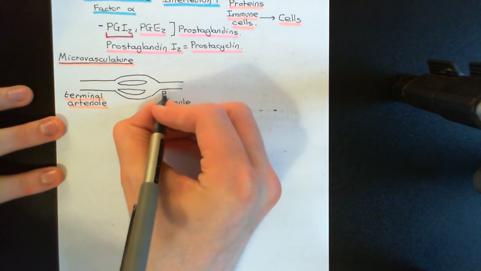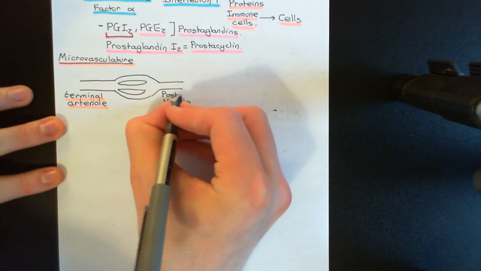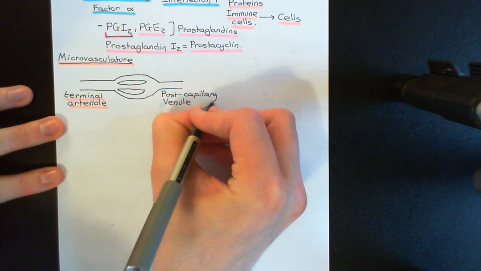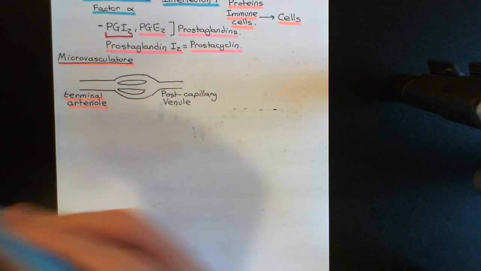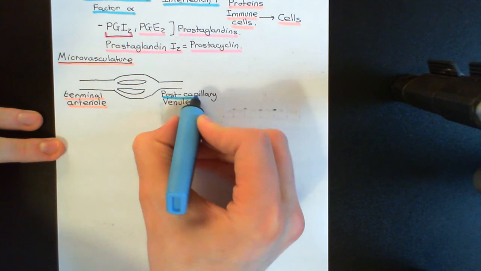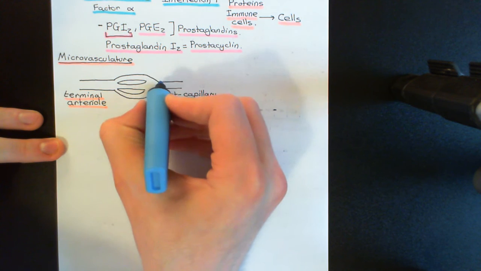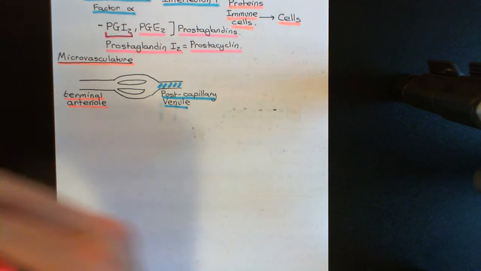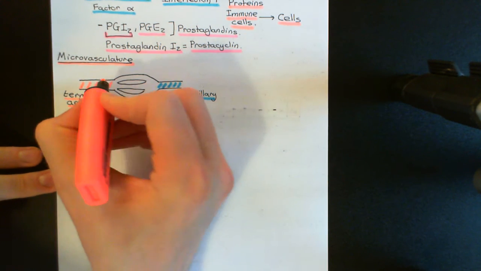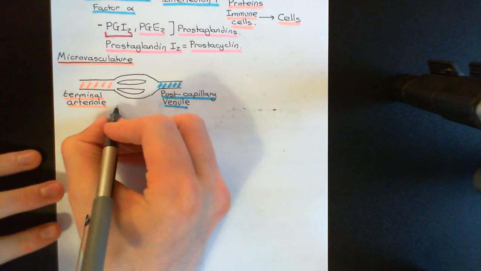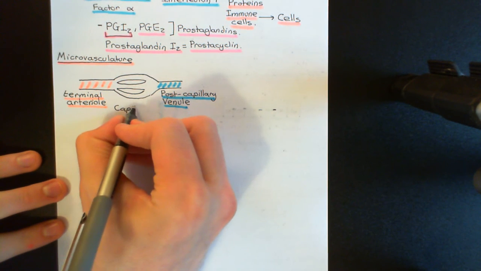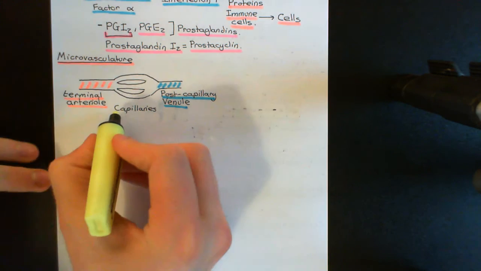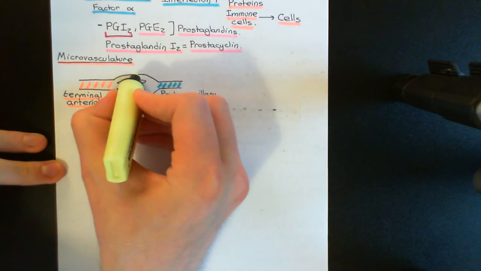So if you want to stress the fact that you are dealing with a venule just after the capillary bed, you can put the term post-capillary venule there, and that gets across to people the fact that we're dealing with an absolutely tiny little blood vessel here, the venule just after the capillary bed. So that's the post-capillary venule. Here's the terminal arteriole, and here in the middle, these are our capillaries. Right, and I'll colour in the capillaries in yellow here, like so.